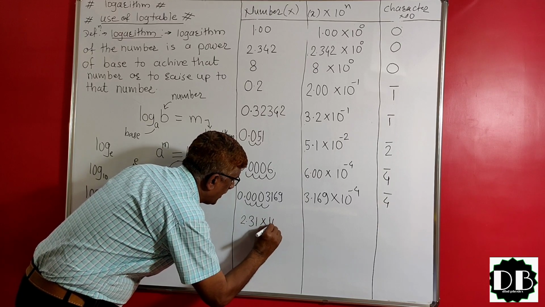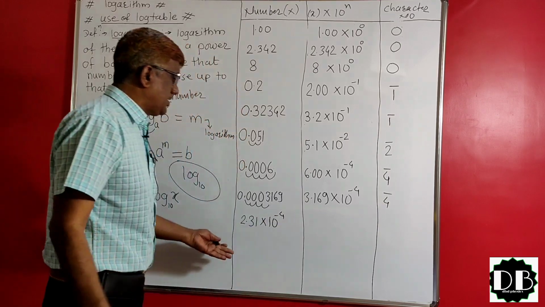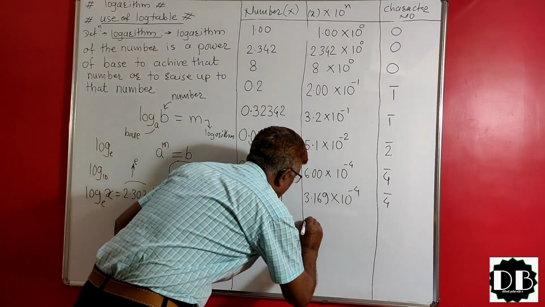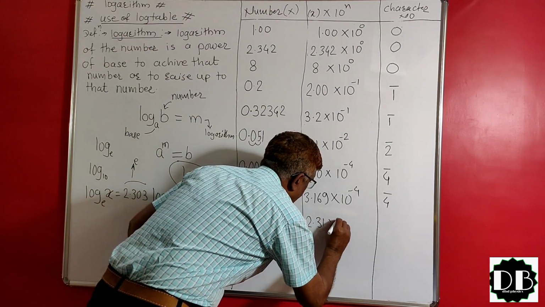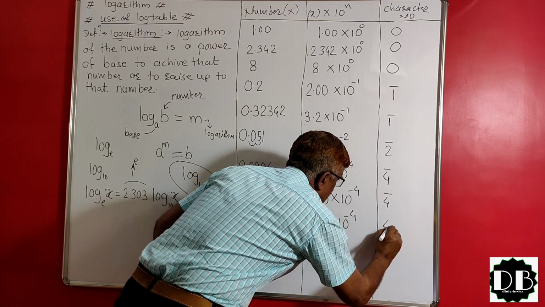2.31 into 10 raised to minus 4. This is the simplest way. I mean, write it as it is. 2.31 into 10 raised to minus 4. Character number is bar 4.